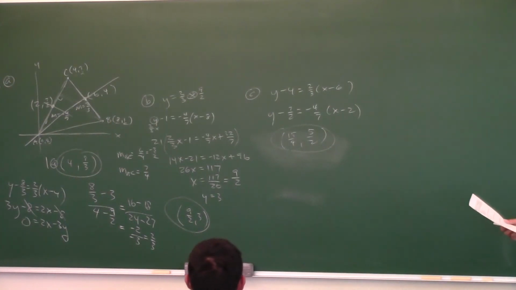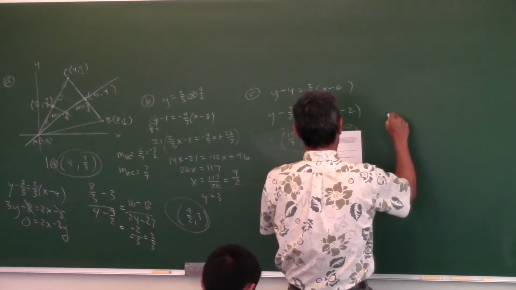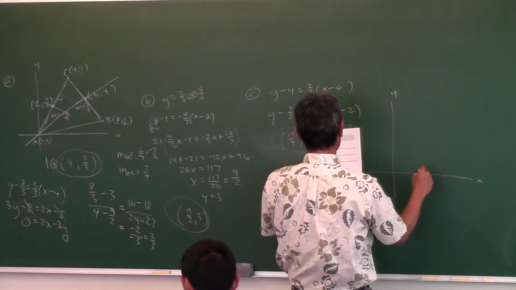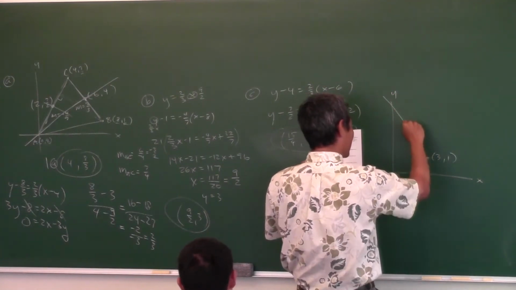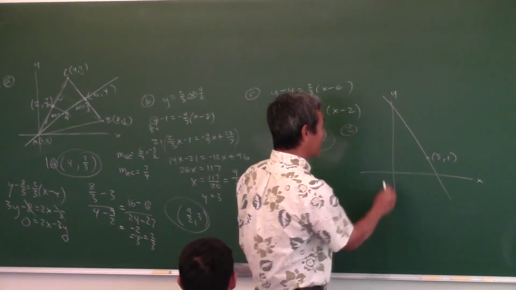Okay, 2, 3, and 5. Number 2. Okay, did you guys draw a picture? A line with, here's the point (3, 1). A slope of -2 looks something like that. Find the area, are you joking me? Find the area of this triangle.